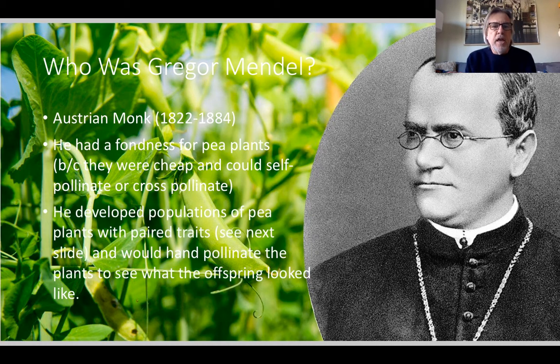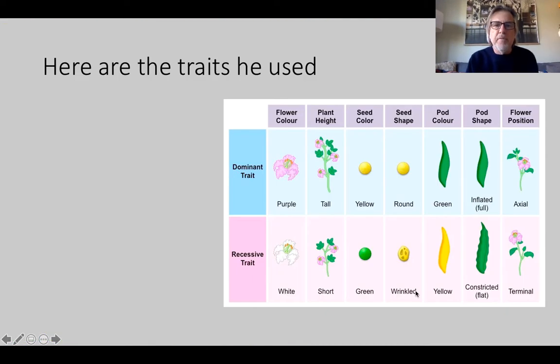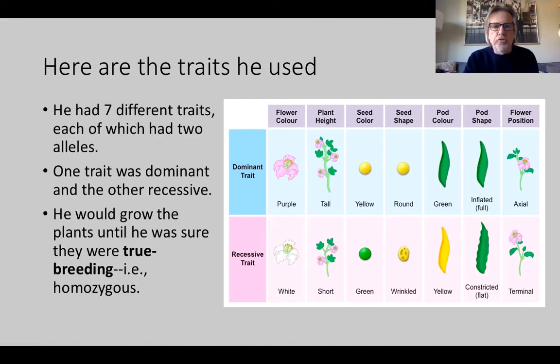In addition, he developed populations of pea plants with paired traits, and I'm going to show you those in the next slide. And he would hand pollinate plants with alternate traits to see what the offspring looked like. And here in the background you can see a pea plant, and here's Gregor Mendel himself. Now, here are the traits he used. So he had 7 different traits, as you can see: flower color, plant height, seed color and shape, pod color and shape, and flower position.